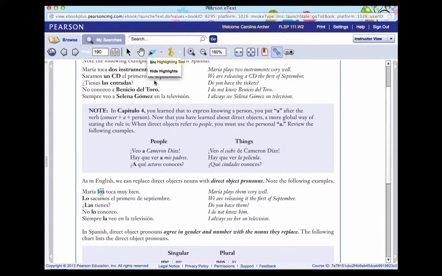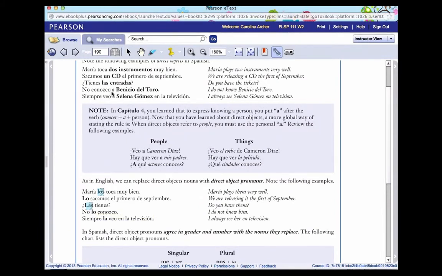¿Tienes las entradas? Do you have the tickets? ¿Tienes las entradas? And we can say, do you have them? Okay, las tienes. You have them. Notice, if you have been able to note the pattern here, that in English you put the direct object pronoun after the verb, and in Spanish we put it before the verb. Okay? Los toca, lo sacamos, las tienes. Okay, before the verb.